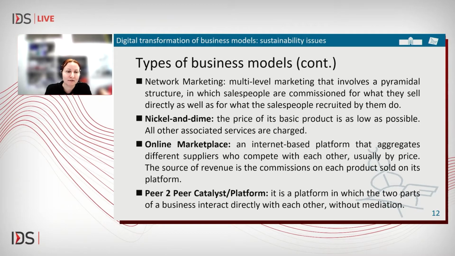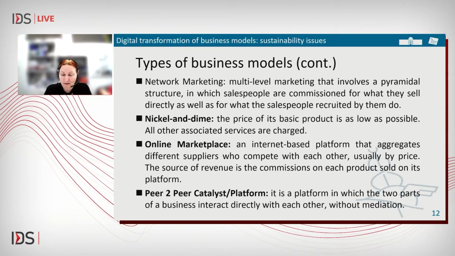Then we have the online marketplace. It's an internet-based platform that aggregates different suppliers who compete with each other, usually by price. And we have the peer-to-peer catalyst platform. We have a platform in which two parts of the business interact directly with each other without mediation.